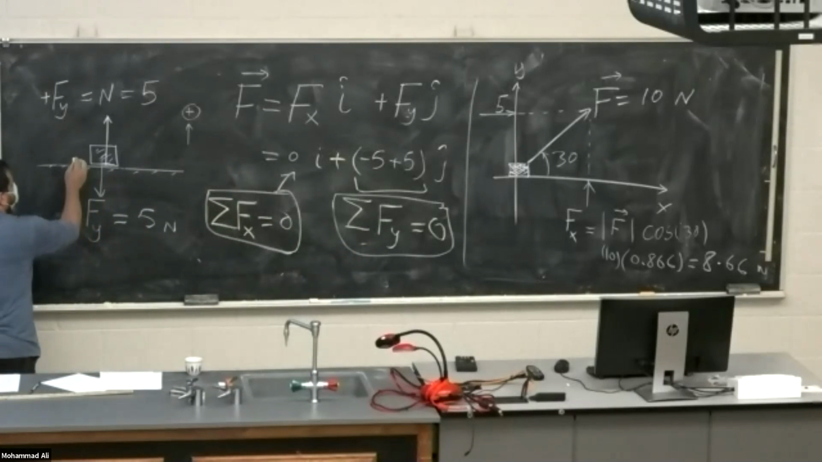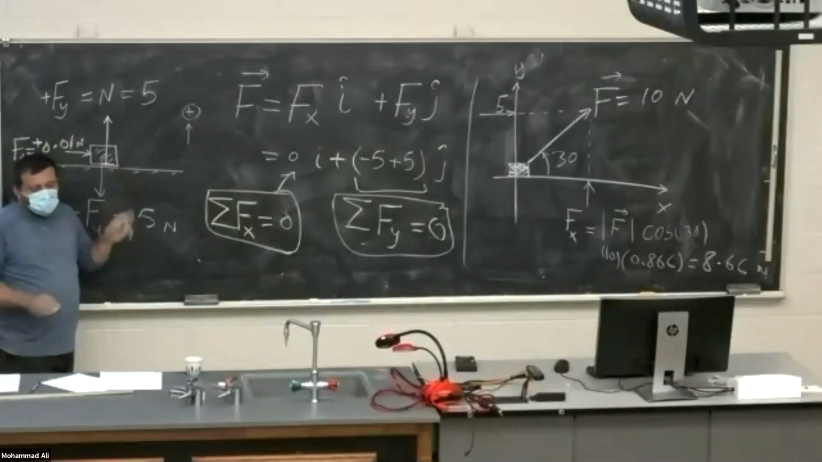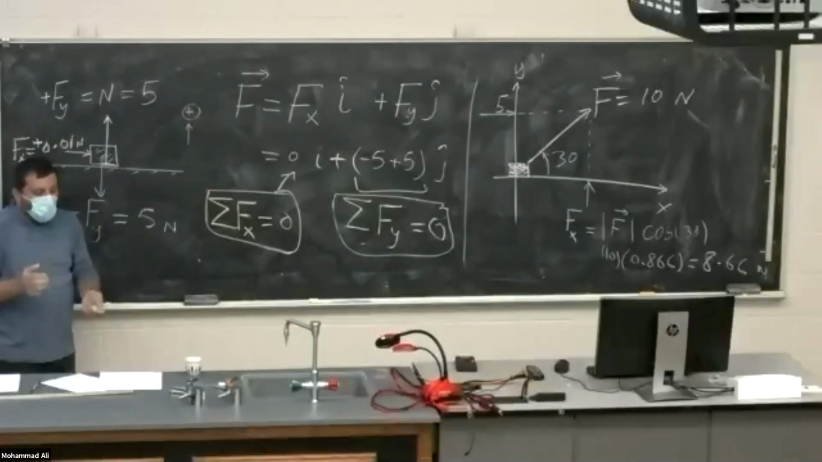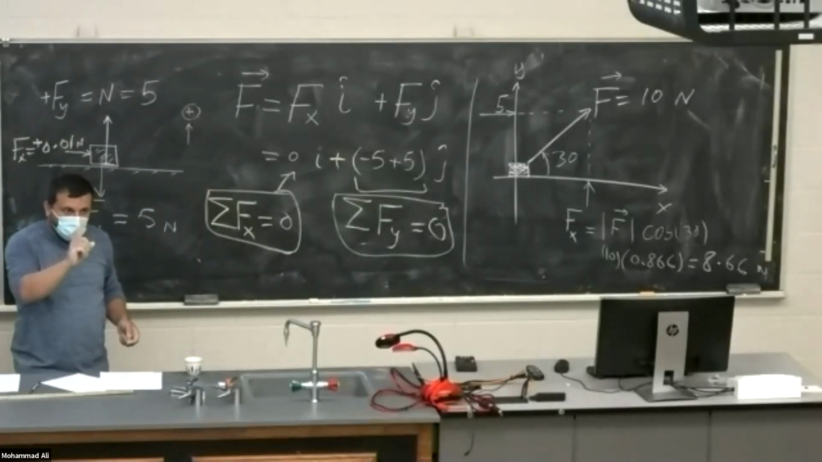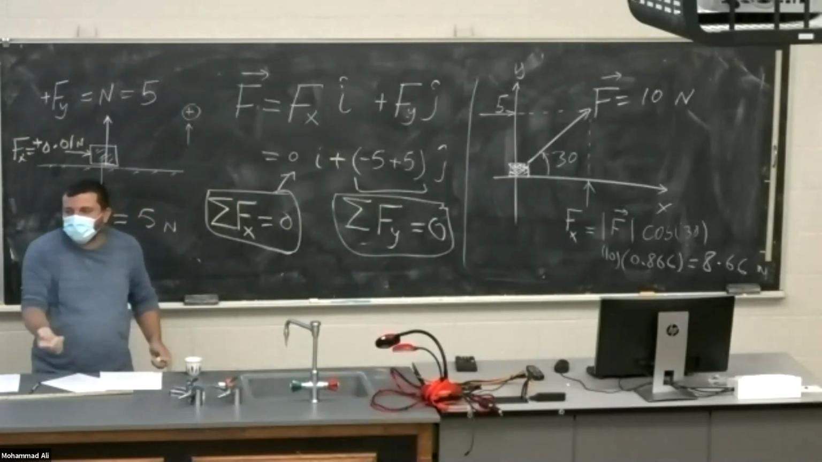I start by putting a small force, maybe Fx is equal to positive 0.01 Newton. It is a small force. There is a friction force here. As an example, what if an ant comes and starts pushing this object? It will not push it.